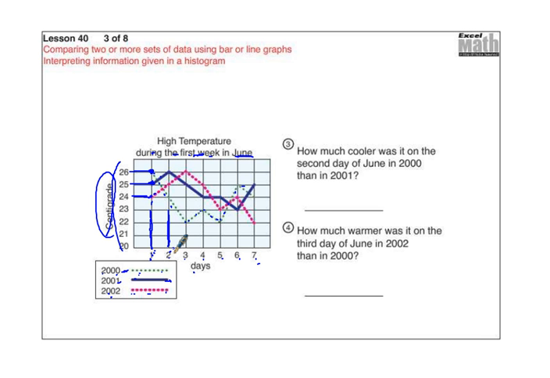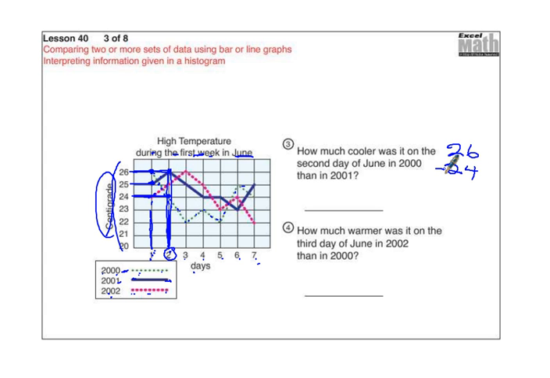We're going to go up to where the temperature was in 2000, which is the little dotted line, and that would be right there. See the dotted lines coming down here? It crosses right there. So it was 24 degrees in 2000. And then 2001, that's the solid line. We go up from the 2 here to the solid line, directly up from it, and it was 26 degrees.